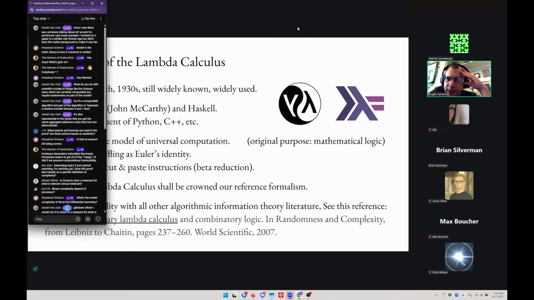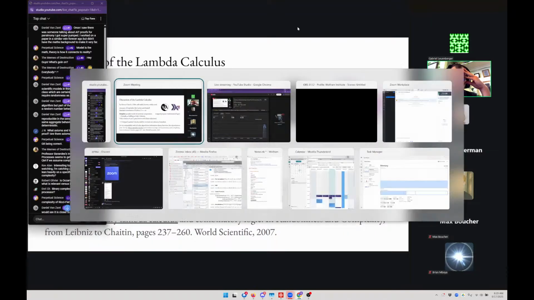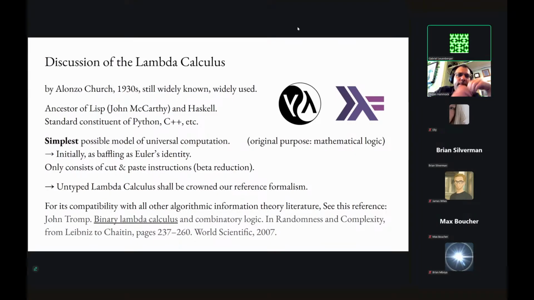And JN from chat is asking, what axioms and lemmas are used in this proof? Are there axioms based on aesthetics? In my proof, I actually haven't listed them. I'm just using the standard mathematics of algorithmic information theory.